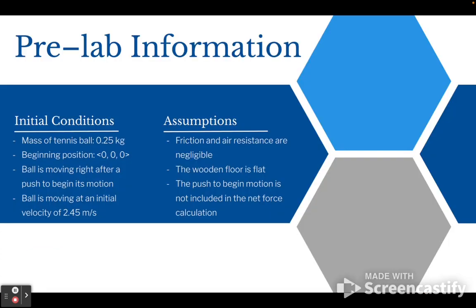Some pre-lab information. For initial conditions, I just wanted to include that the mass of the tennis ball is 0.25 kilograms. The beginning position is the zero vector. The ball is moving right after a push to begin its motion, so it's moving in the positive x direction, and it's moving with an initial velocity of 2.45 meters per second. Some assumptions are that friction and air resistance are negligible, the wooden floor is flat, meaning there are no bumps, and the push to begin motion is not included in the net force calculation.